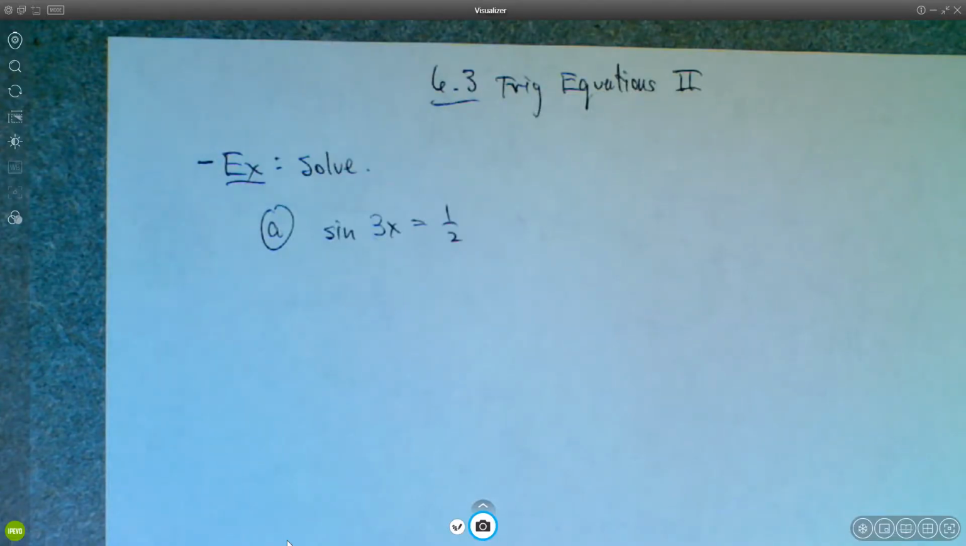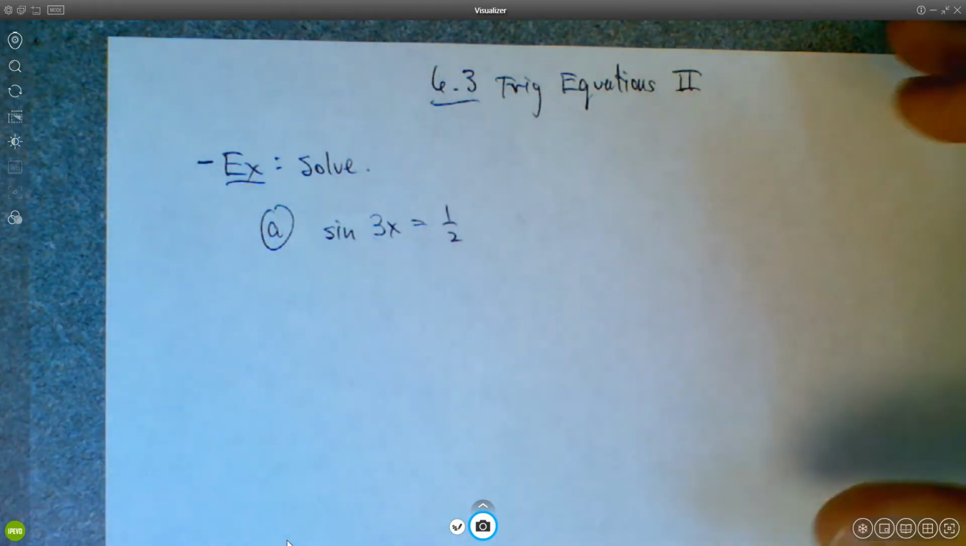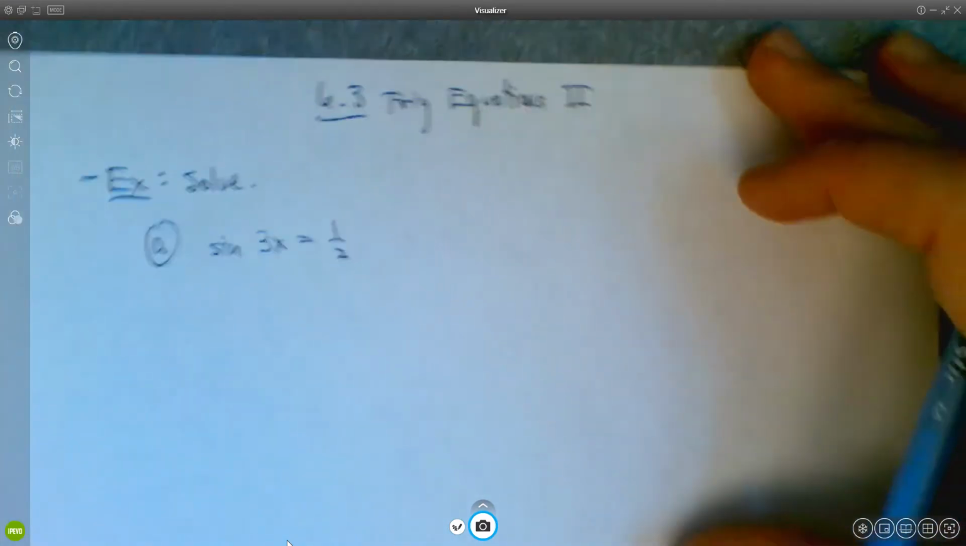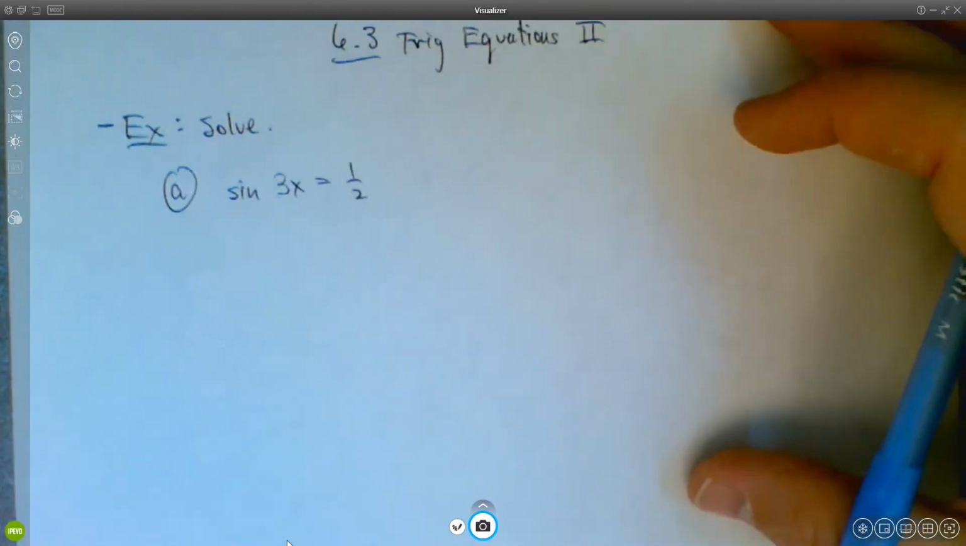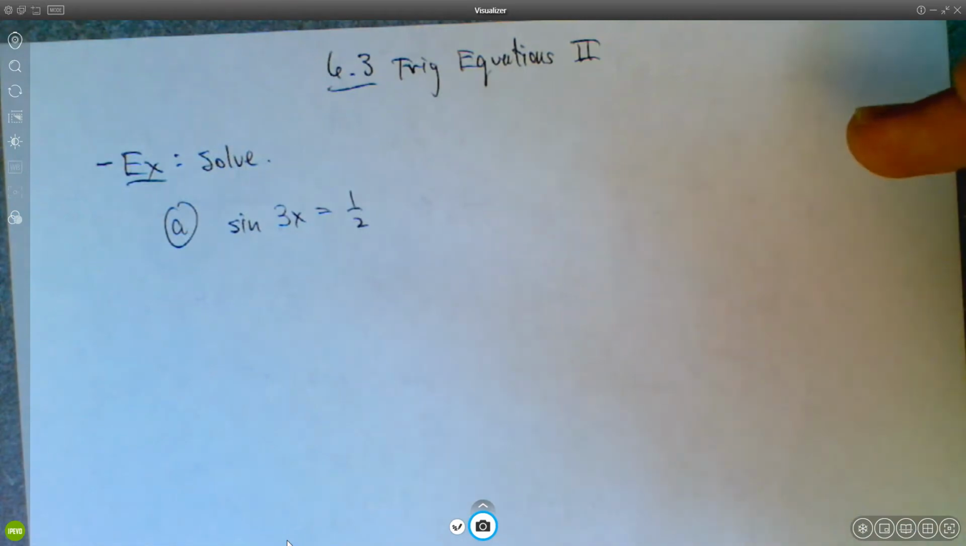All right, so moving on to 6.3. Okay, so in 6.3, I think you'll see why I take the approach that I take to solving trig equations that I showed you in 6.2. It's because it makes equations like the ones that we're going to solve in 6.3 a lot easier.